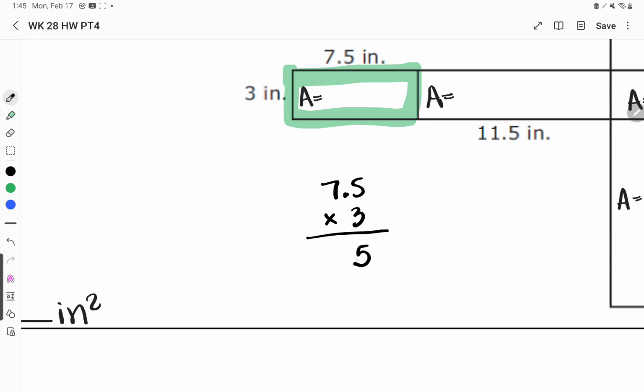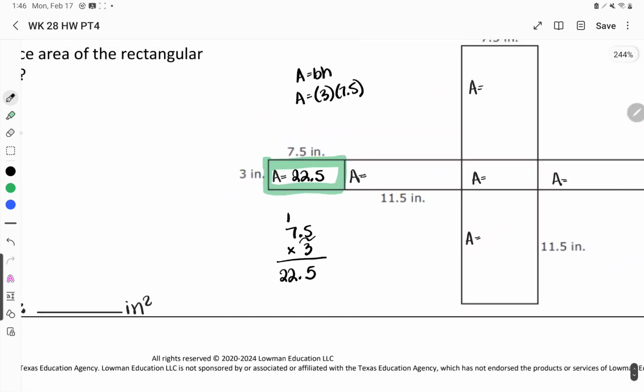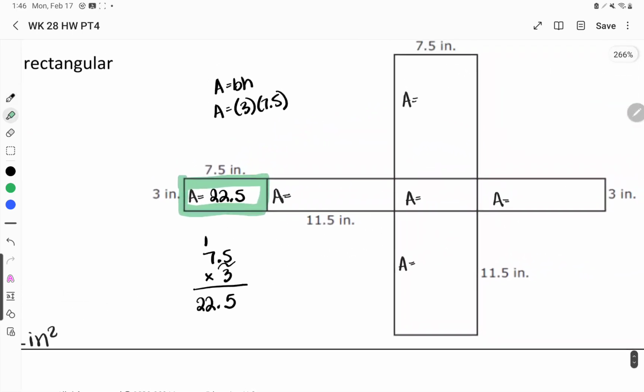5 times 3 is 15, so I write down a 5, carry my 1. 3 times 7 is 21, plus 1 is 22. How many decimal places do I have? 1. So I've got 22.5. All right, now remember, this is a rectangular prism, and rectangular prisms have twinsies. So if that right there is 22.5, this right here is also 22.5.